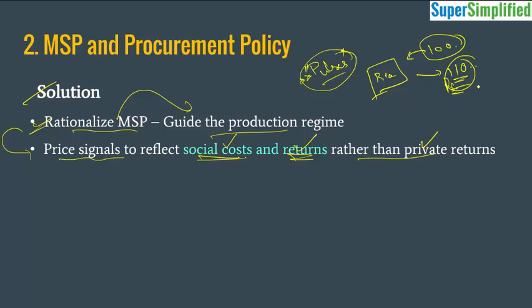So apart from these 110 rupees, you are also getting some social benefits, some other benefits which are intangible and are visible only in the long term, right? So these social costs and these social returns should also be highlighted so that farmers are aware of these.